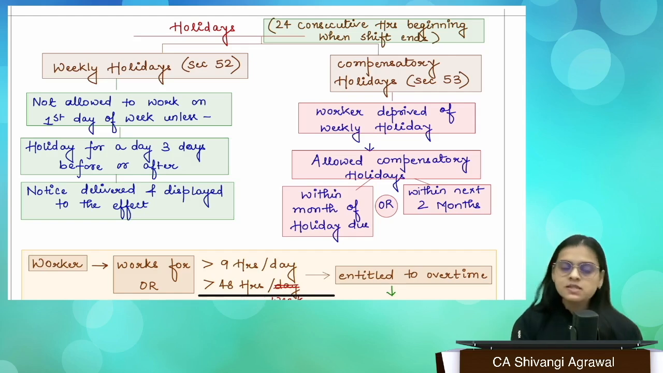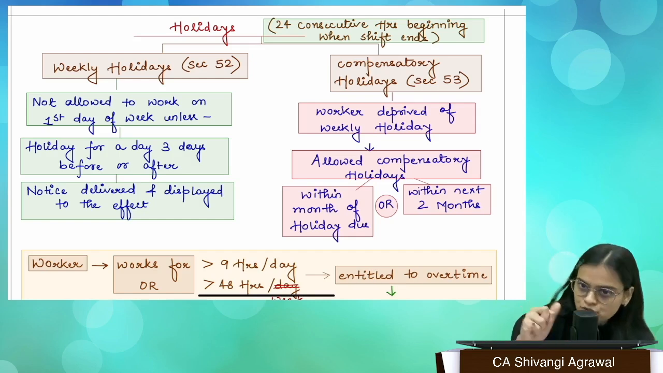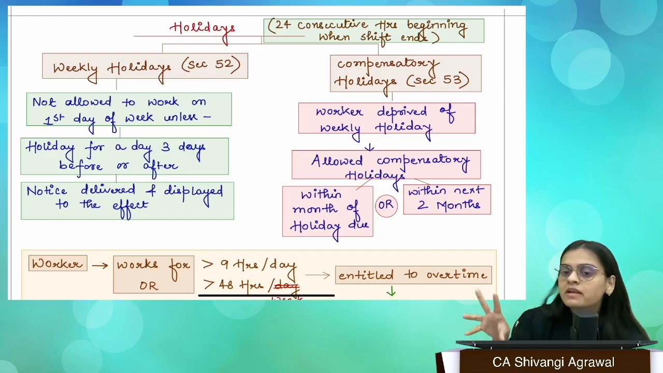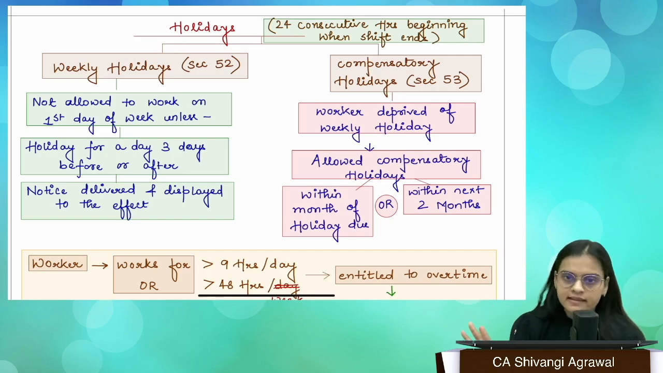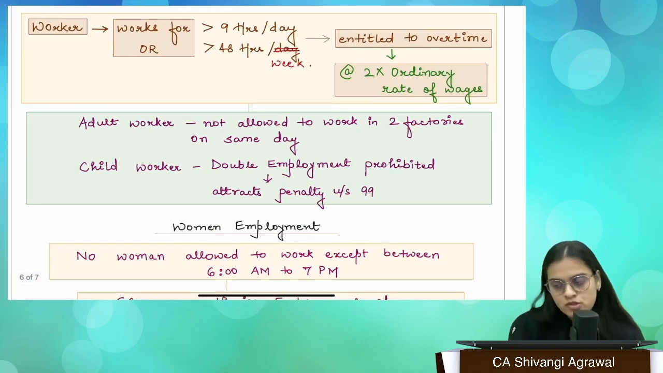Now we have something called compensatory holidays. Supposedly there is a worker who has been called even on Sunday because there is a lot of workload, so he did not get any weekly holiday. Now he has to be allowed a comp off. He has to get a compensatory holiday within 2 months immediately following that particular month. Supposedly he has let go of his 2 Sundays, so in the next 2 months he'll be getting a comp off. It could be any day that he wants to take, and he'll get that within the next 2 months. In the same month also, or within the next 2 months, he is allowed to do that.